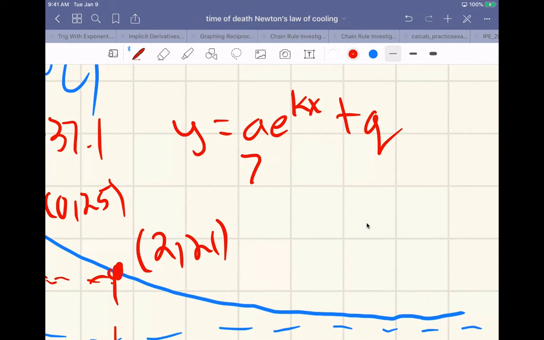Then we know that it's e to the kt. In this case, t is a variable, and k is the rate constant. We're really not sure about that. Plus q. Q is always the horizontal asymptote.